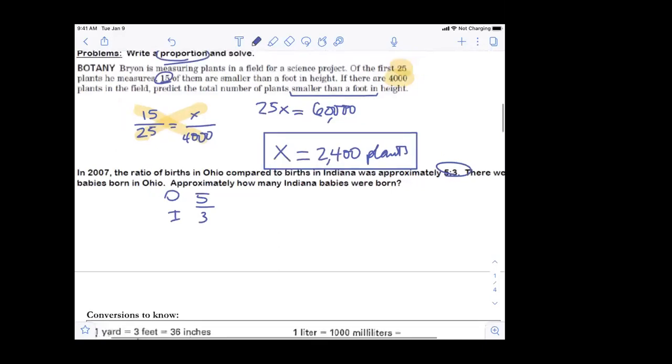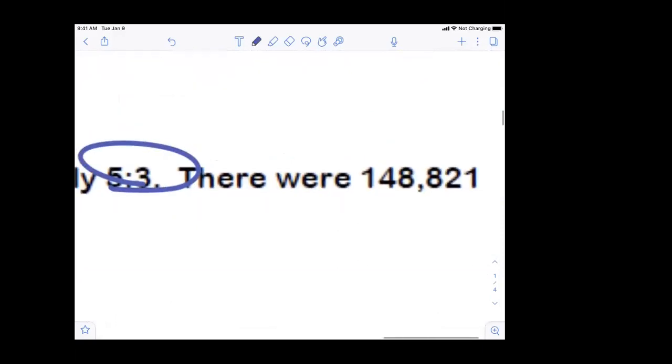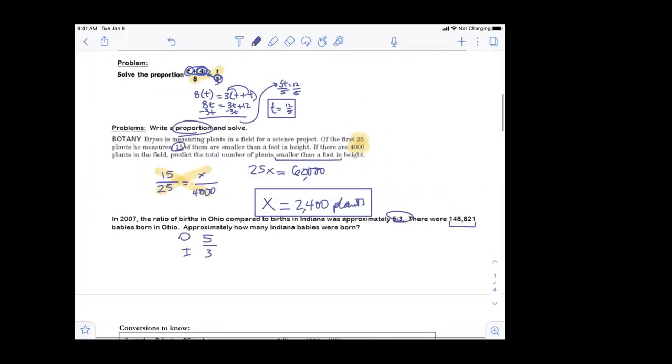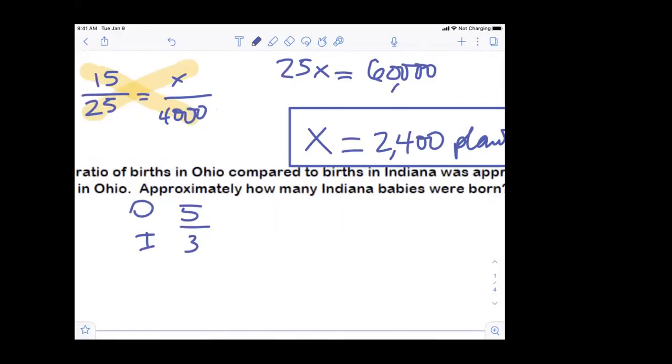Now it says, okay, there were 148,821 babies born in Ohio. And then it asks approximately how many Indiana babies were born. So we don't know how many Indiana babies were born, but we do know there were 148,821 Ohio babies born. Now this one's a little bit different than the last one because I don't have total on bottom and then a specific one. These are two very distinct different things. And I just am differentiating by putting Ohio all on the top and Indiana all on the bottom.